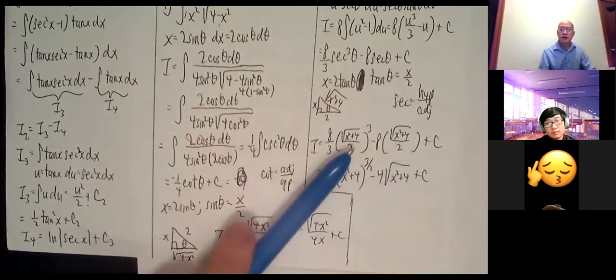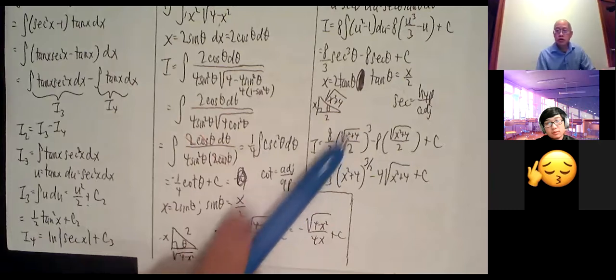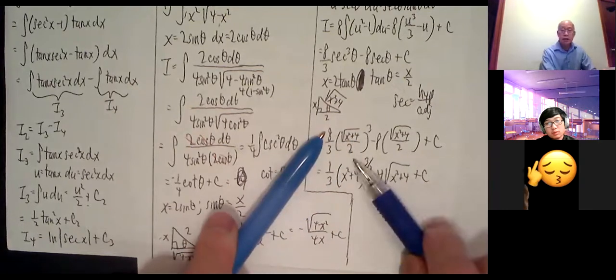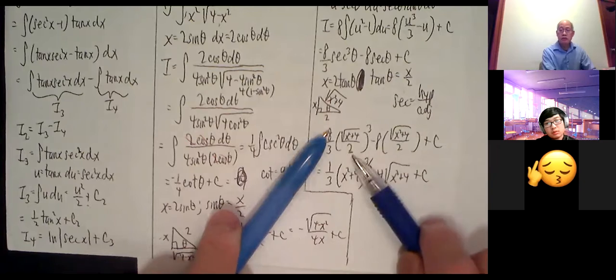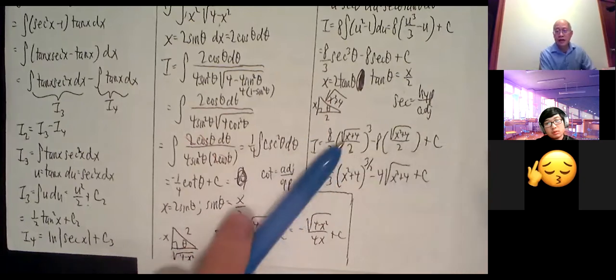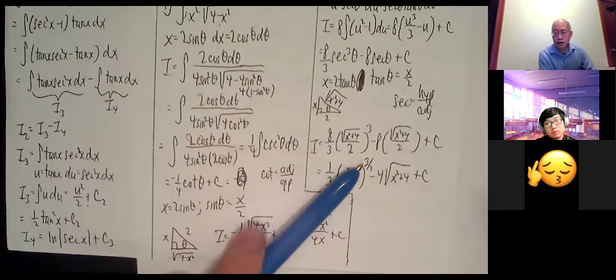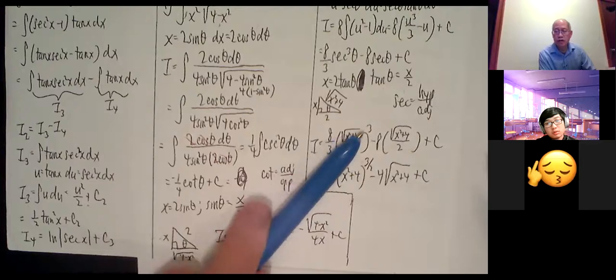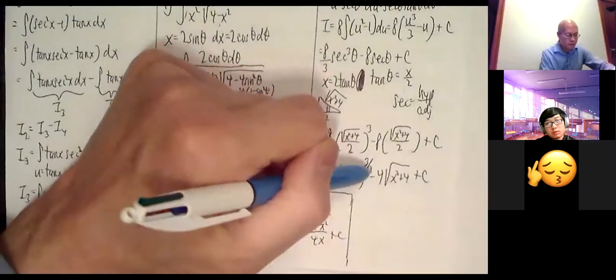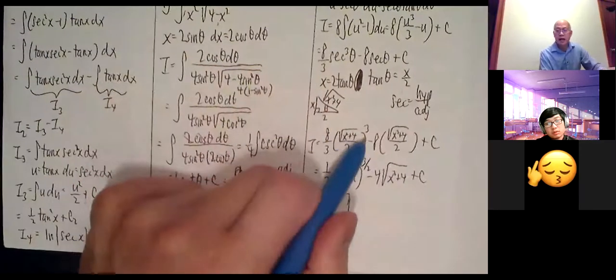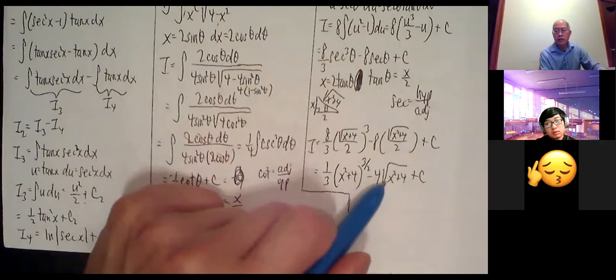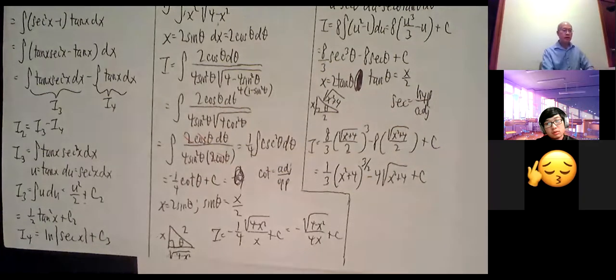And just a little bit of cleanup. 2 cubed is 8, so that 8 cancels that 8, and I just have 1/3. And I decided to write this as x squared plus 4 to the 3/2. It's a square root of a cube, so 3/2. And then minus 8 divided by 2 is 4, radical x squared plus 4, plus c. Final answer.